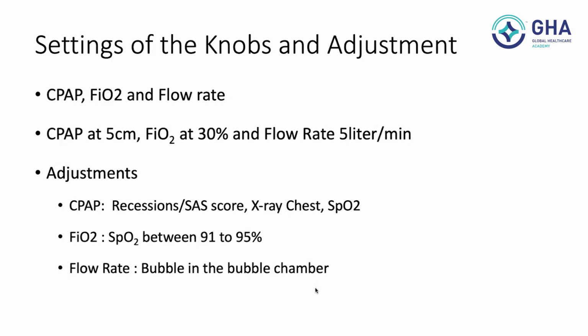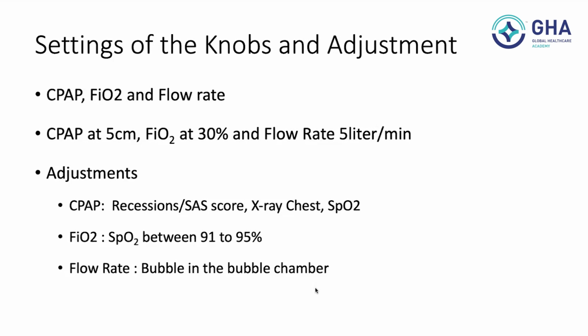And if your Silverman-Anderson score is still more than 3, then you can increase the pressures. So you can go up from 5 to 6. The other thing you need to look at is the X-ray. If the X-ray is showing a good lung volume of 6 or more spaces, that means your pressure of 5 is adequate. So you don't want the baby to have a Silverman score more than 3, and the lung inflation on the X-ray should be around 6 or more. If these two are there, that means your CPAP pressure is adequate.